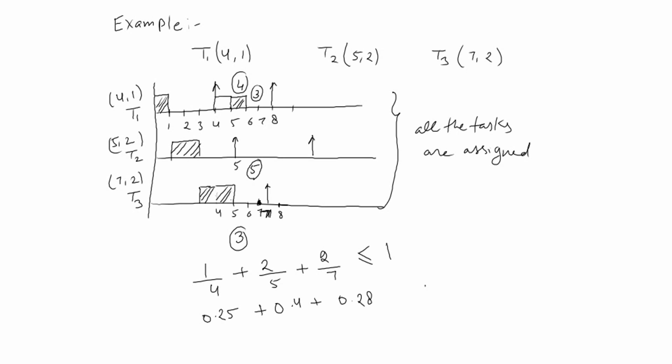If you compute it, this comes around 0.93 approximately. It is less than 1, so definitely we can schedule all the tasks, right? Now we will take one more example.